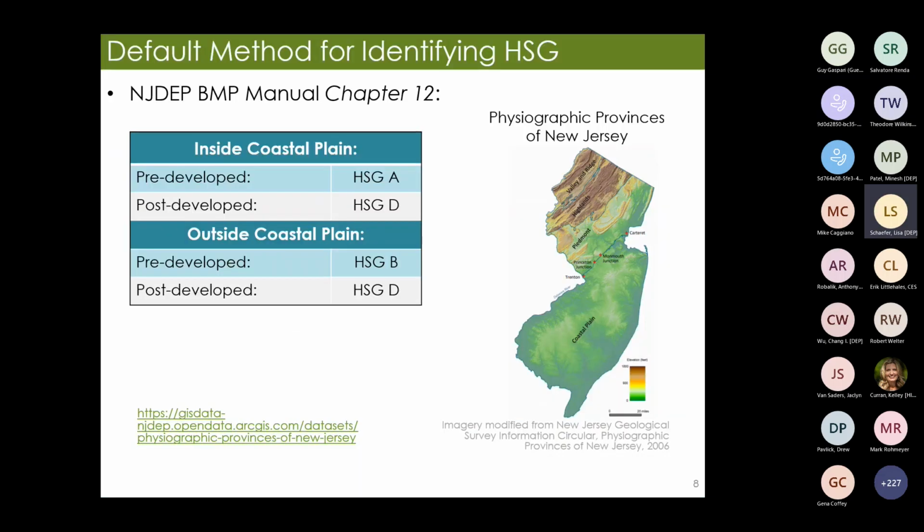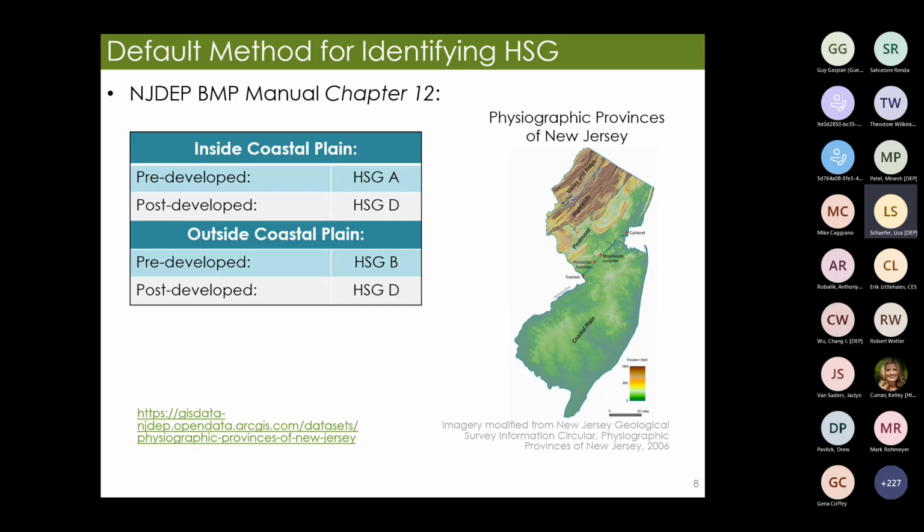So where HSG information from the soil survey is unavailable, default HSGs may be used for runoff computations for pre and post development conditions. As we mentioned, the HSGs in urban areas are often unknown, so this is usually where we use the default values. When we're in the coastal plain, the pre-developed condition HSG to be used is A, with HSG D used for the post-developed condition. Outside the coastal plain, HSG B is used for pre-developed conditions, and again, HSG D is used for post-developed or post-construction conditions, however you like to call it.